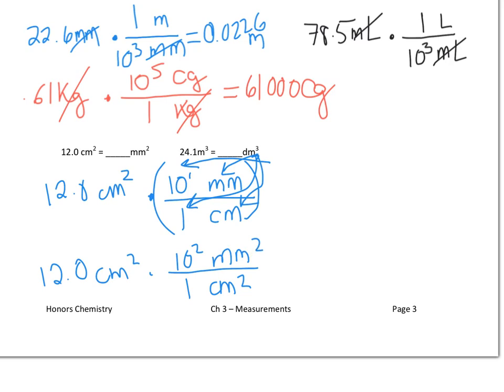Now, I can multiply this through, so centimeter squared and centimeter squared cancel. My units are millimeter squared that are left, and then it's 12.0 right here times 10 to the second, so times 100 basically, so 1200. So the answer is 1200 millimeters squared. Okay, let's try another one.